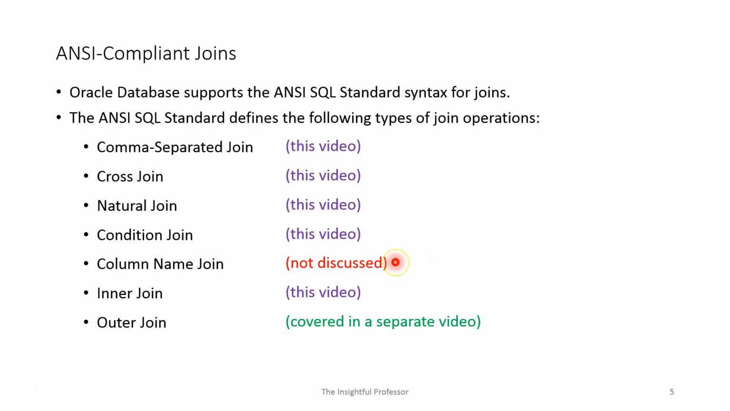We're not going to discuss column name join at all. I think it's kind of redundant. It's not necessary to look at that syntax. I haven't really seen it used much, if at all, in practice. And in a separate video, we'll discuss the outer join. So the primary difference between a majority of these types of join is just going to be the syntax.